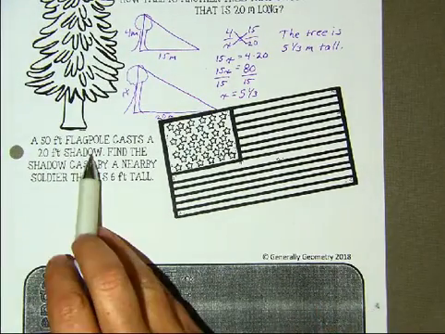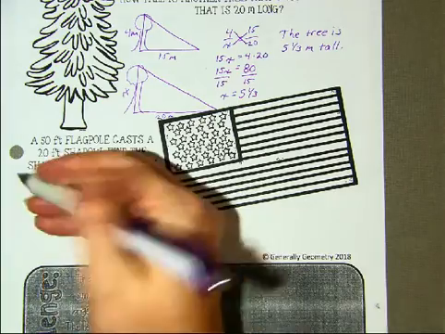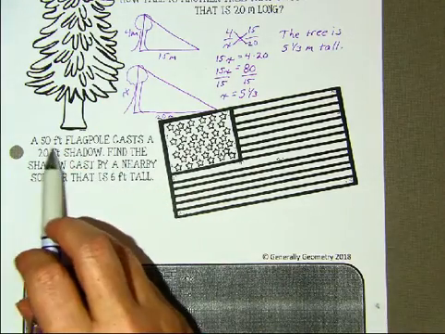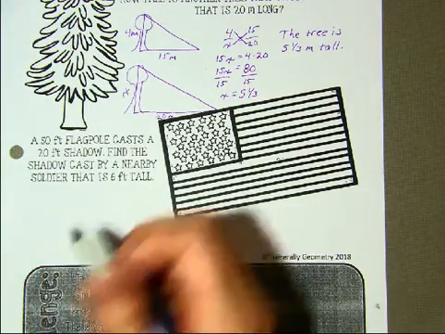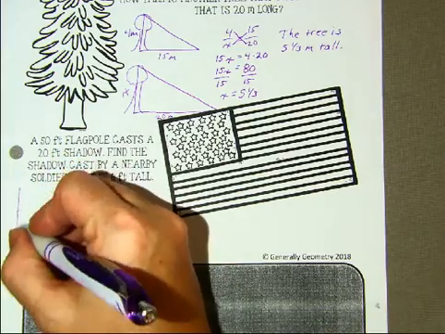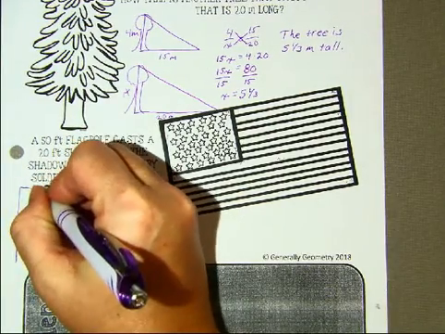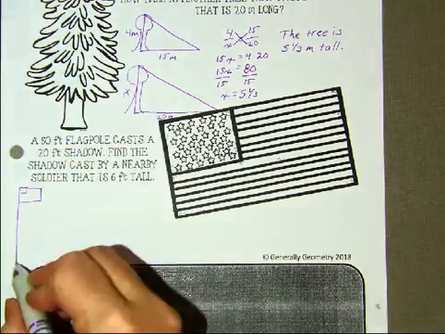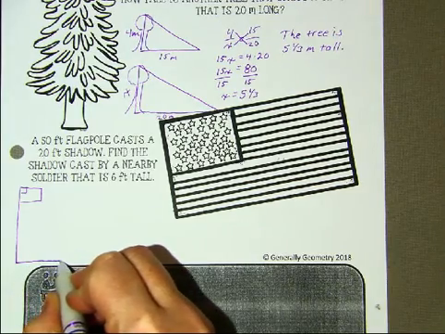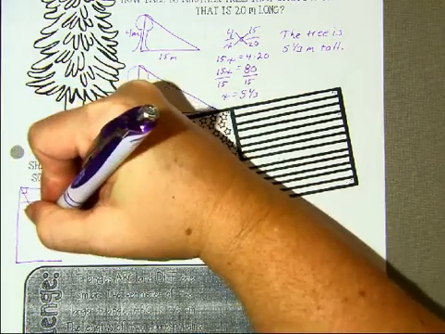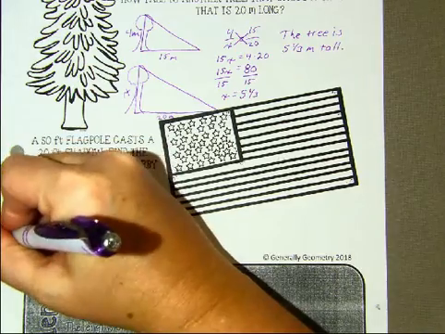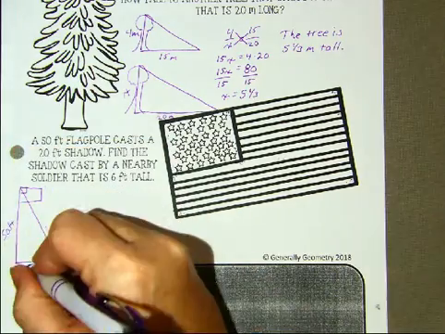So now we're dealing with a flagpole. So again, I'm going to draw a picture. It says a 50-foot flagpole casts a 20-foot shadow. I'm going to draw a nice tall flagpole here. And then it's kind of short shadow. We're going to label those 50 feet and 20 feet.